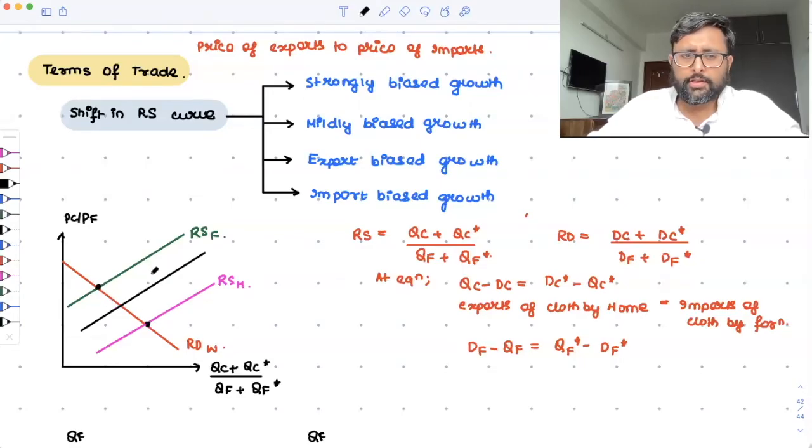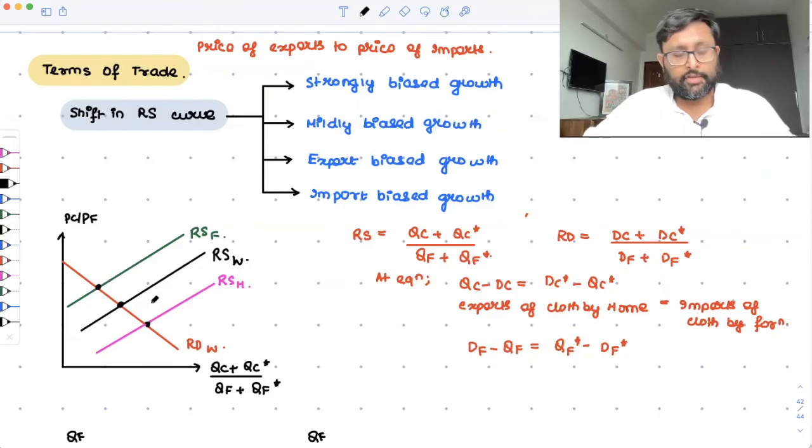We have done all this in the earlier classes also. This is the relative supply curve of the world. So this is the relative quantity of cloth. This is the relative price of cloth. We have done all this. I've just revised it. Now I'm moving on. The shift in the relative price.